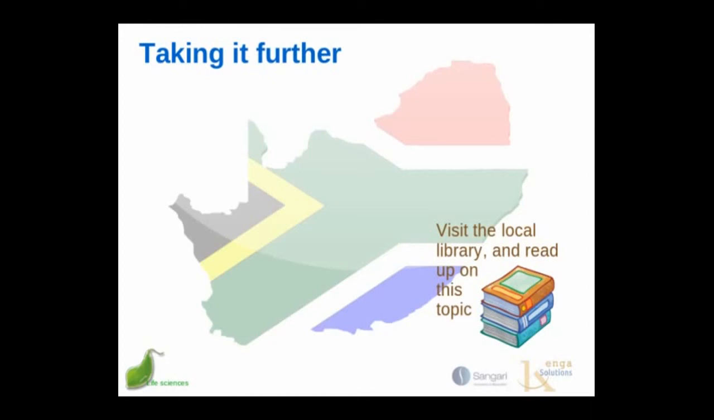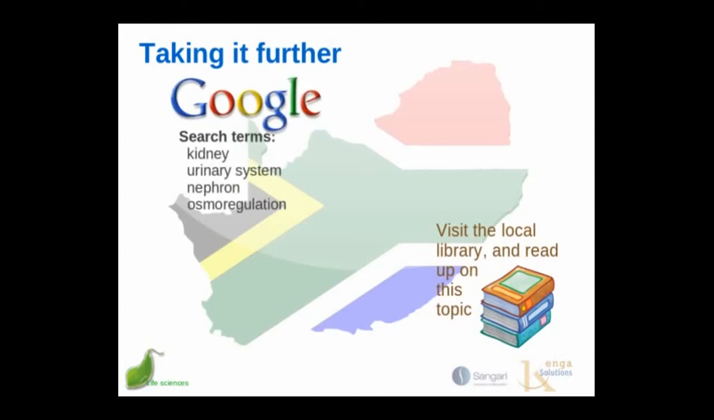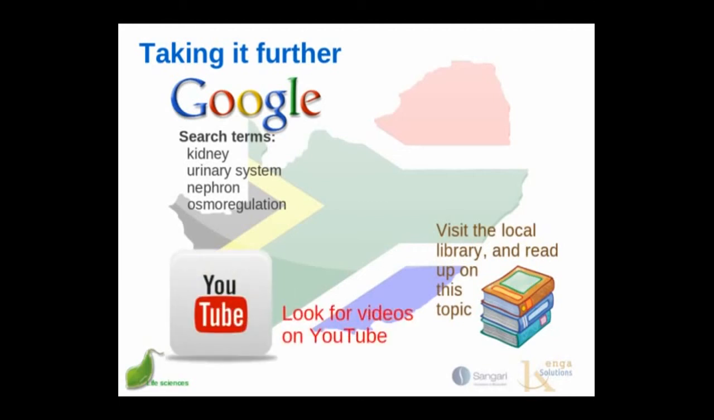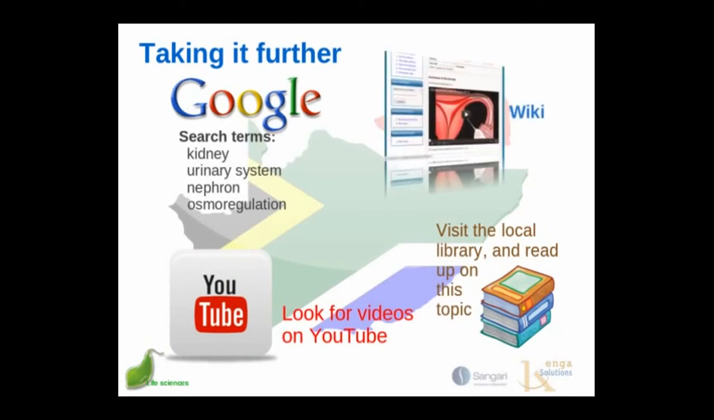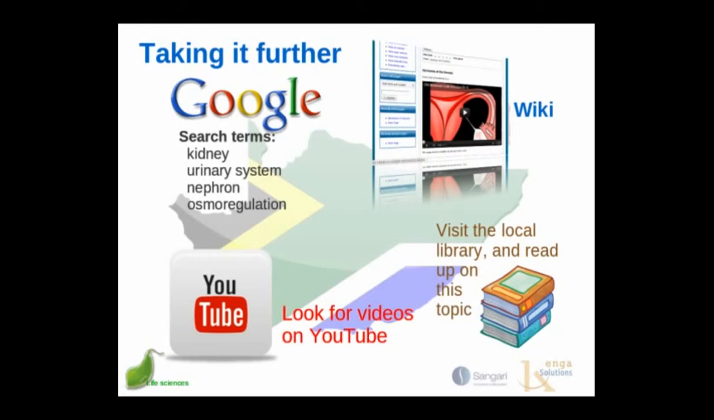Now, we've pretty much covered what you need to know for the South African Grade 12 Life Science syllabus on the subject of water and salt balance. If you want to take it further, maybe you could Google for things like kidney, urinary system, nephron, osmoregulation, salt balance, etc. Any of the terms that we've used. You could look for videos on YouTube. You could visit the local library and read up on this topic. And if you do find something good, please remember to post the videos in the wiki or post links to any good content that you found in the wiki.